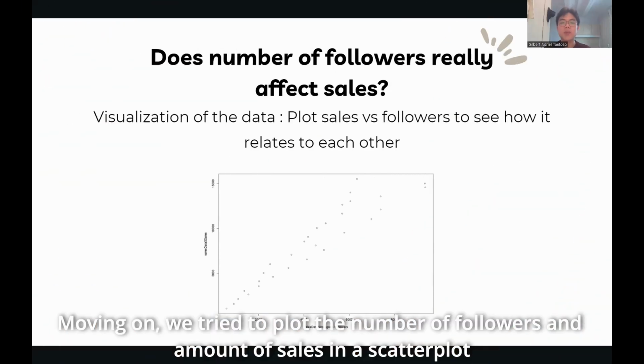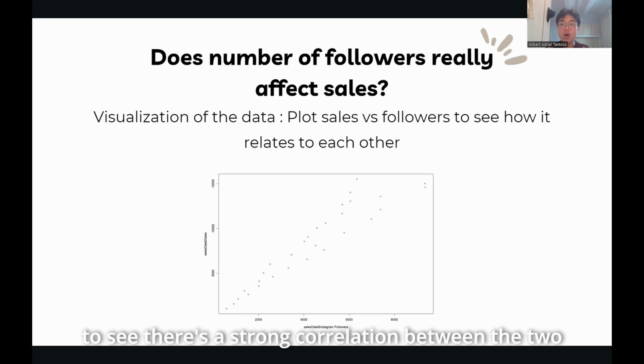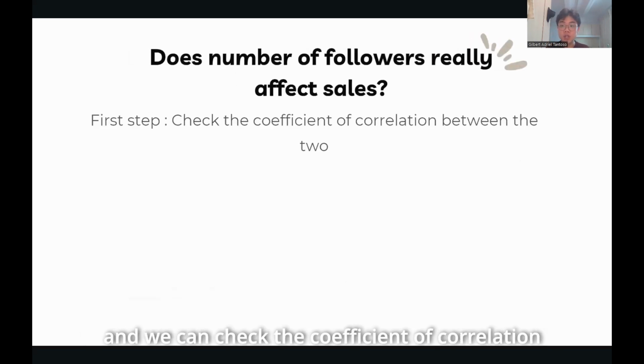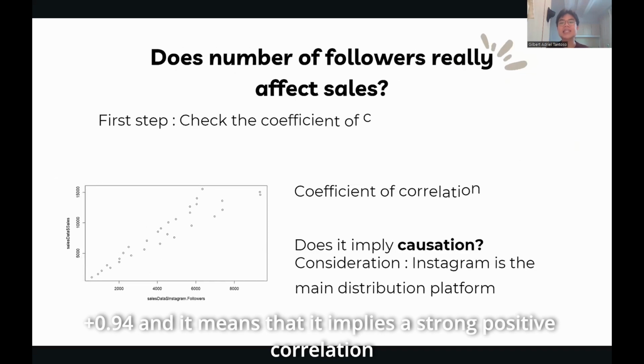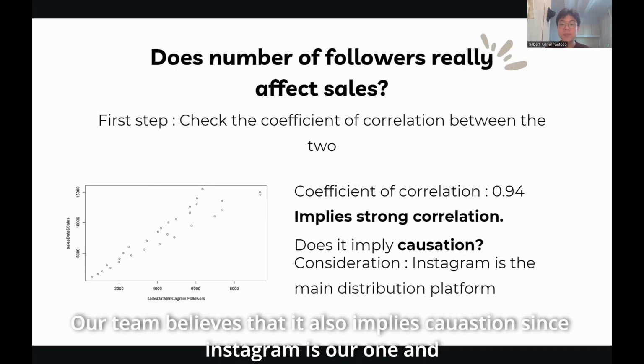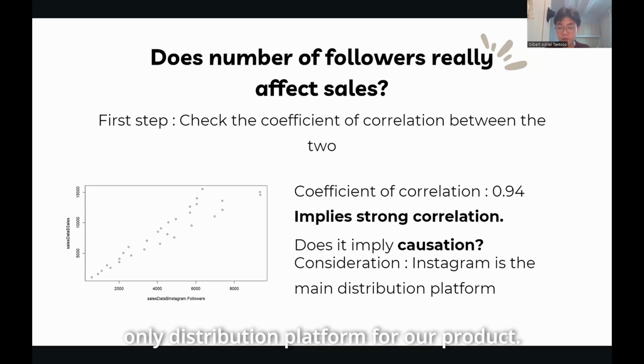Moving on, we try to plot the number of followers and the amount of sales in a scatter plot, and we can see there is a strong correlation between the two. We can check the coefficient of correlation, and it turns out to be +0.94. It implies a strong positive correlation, and our team believes that it also implies causation. Why? Because Instagram is our one and only distribution platform for our product.